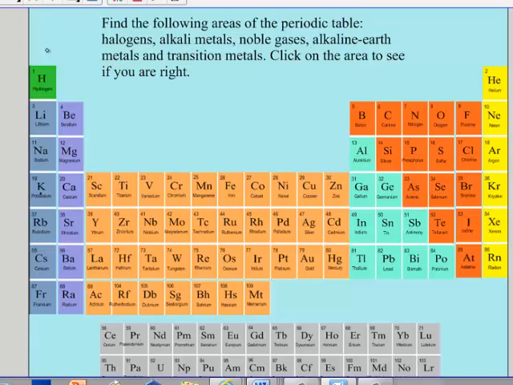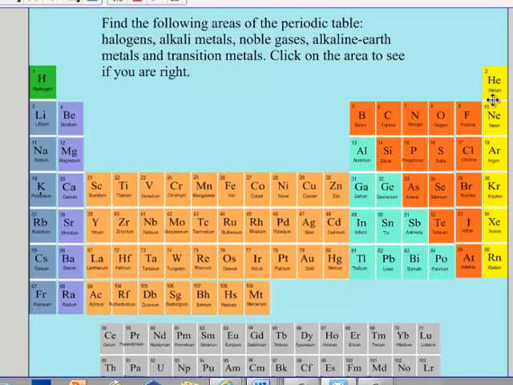These guys in group 1 are the alkali metals. Group 2 are the alkaline earth metals. Alkali metals are very, very reactive. Hydrogen actually doesn't count as an alkali metal, but I'm going to put it up there for reasons I will get into later. Alkaline earth metals are also reactive, but not as much as the alkali metals.